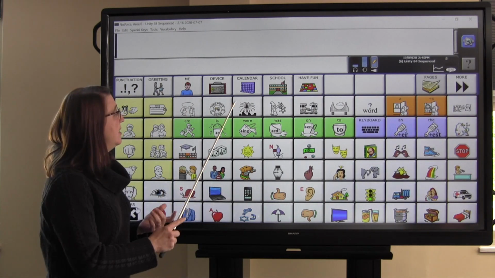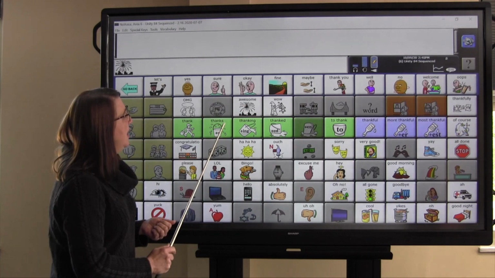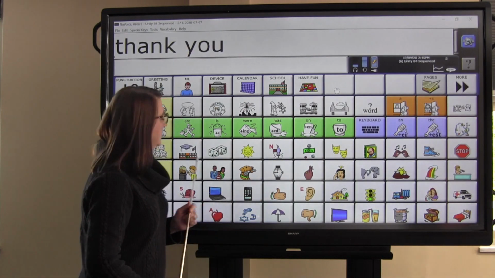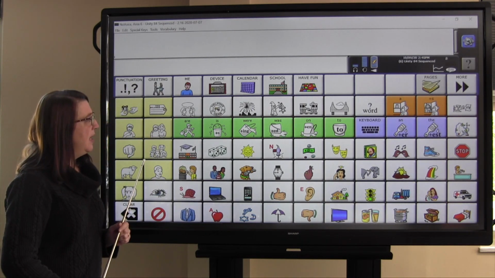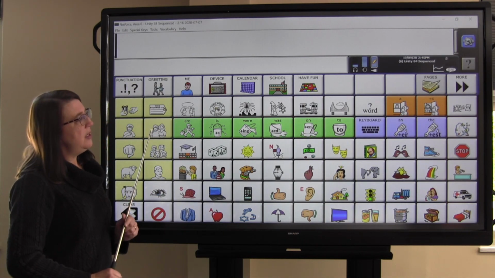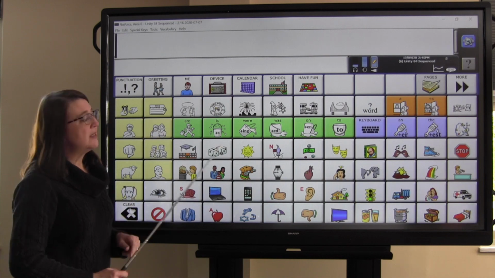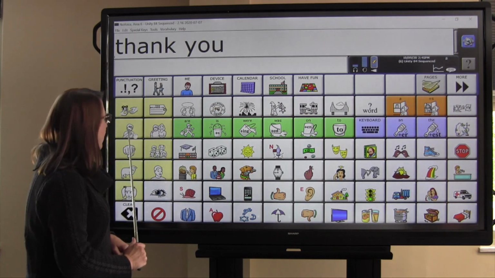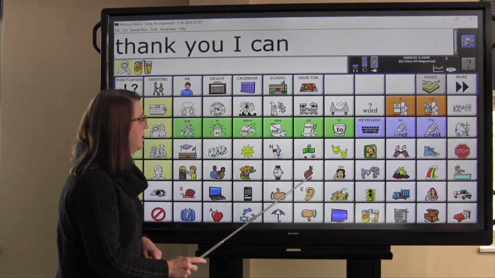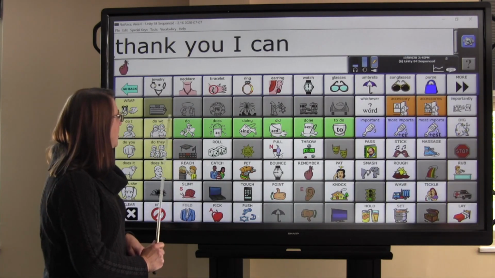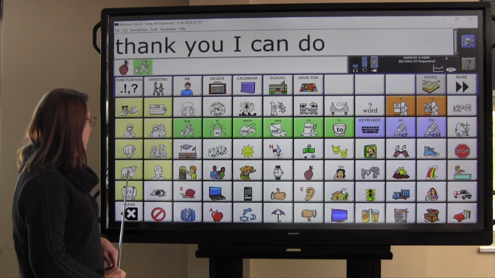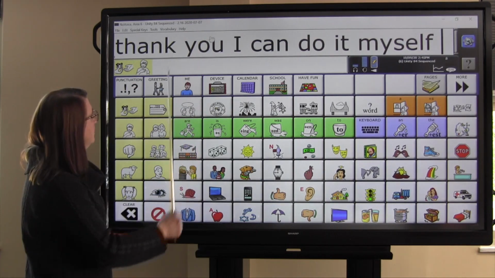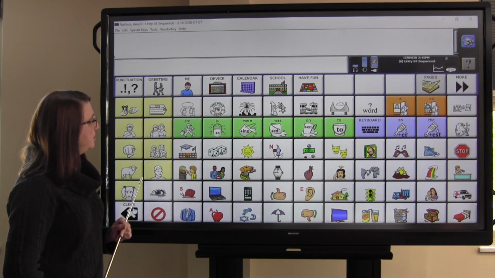Thank you, again, is on the interjection key, and it's up in the activity row. She's saying thank you. Thank you. Let's see. Thank you. I can do it myself. Thank you. I can do it myself.